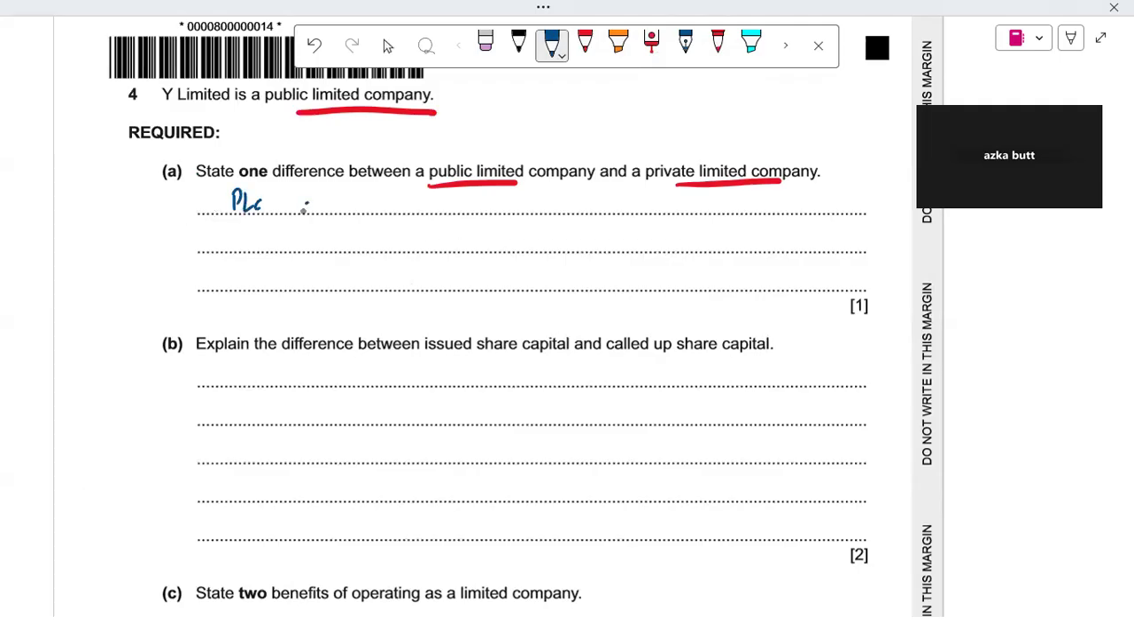PLC can allow to sell shares to public and PVT Limited cannot.